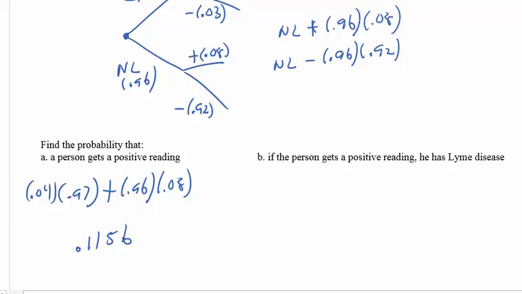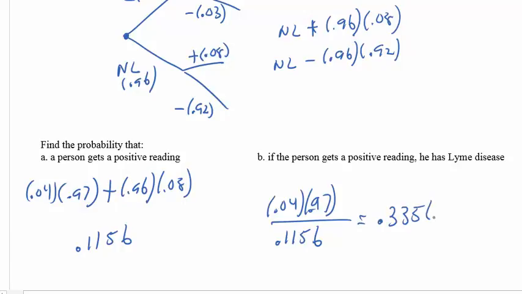And what's the likelihood that if you get a positive result, that you actually have Lyme disease? So that's of that 0.1156, which of those two numbers actually has it. That's the 0.04 times the 0.97. And again, typing that in the calculator, we get 0.3356. So about 33% of the time when you get a positive result, it turns out you actually do have Lyme disease.